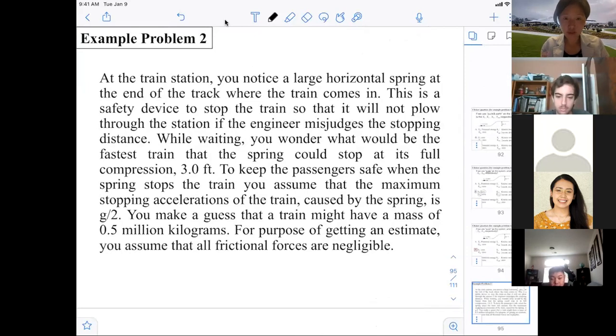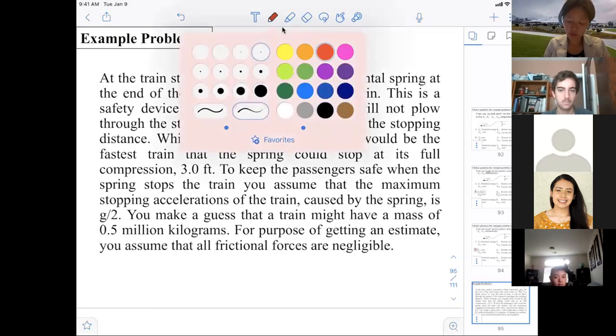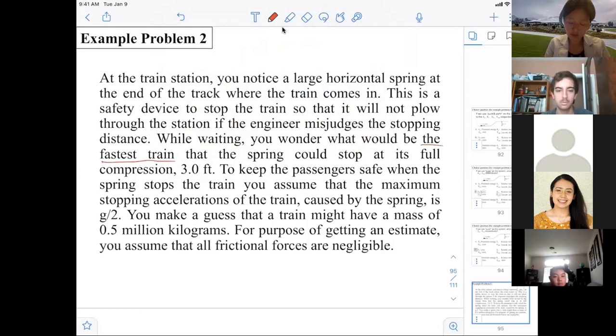So at the train station, you notice that there is a very large horizontal spring at the end of the track so that when the train comes in, you have this safety device to stop the train in case the engineer misjudged the stopping distance. So you wonder, what would be the fastest train the spring could stop? So this is asking for an initial velocity, the fastest train that you can have for the spring to stop it safely when it's fully compressed at 3 feet.